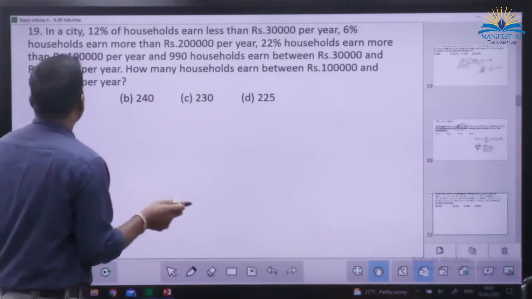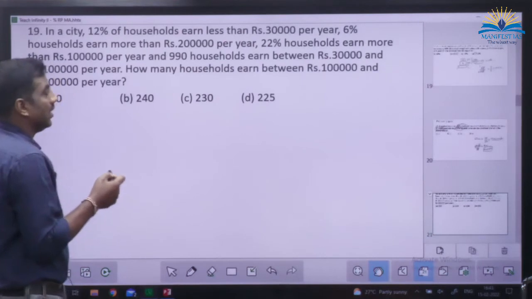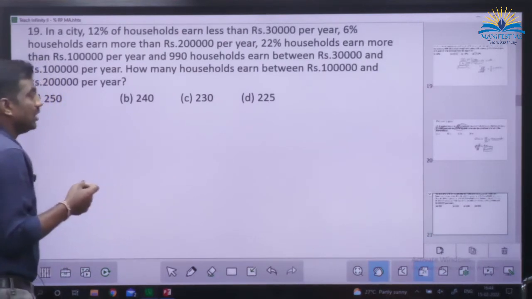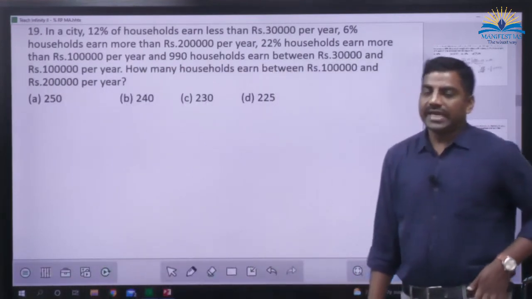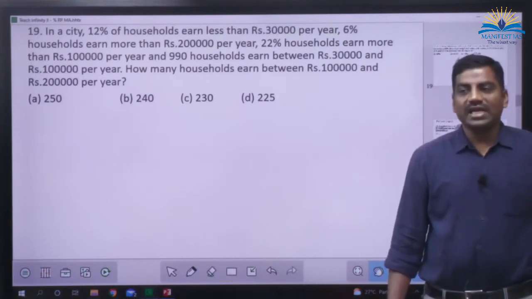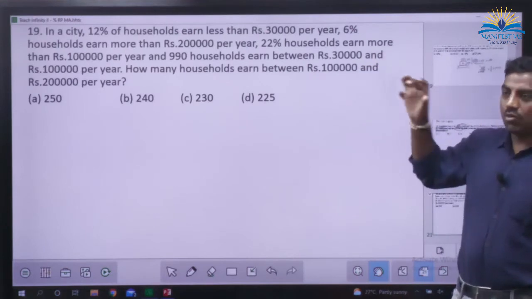22% households earn more than 1 lakh per year. 990 households earn between 30,000 and 1 lakh. How many households earn between 1 lakh and 2 lakh? So basically they are segregating the people in slabs of their incomes. So now tell me, what all are the slabs that we can make? What all they have given?